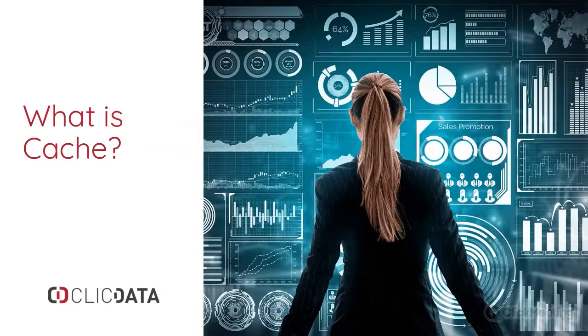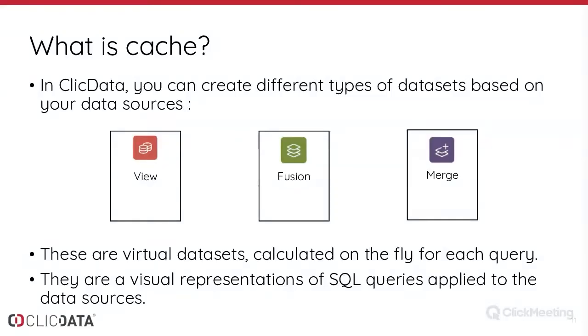What is cache? So basically in Click Data, you can load your data, which we call data sources. That's the raw data you're working with. But then you can create other types of data sets based on those sources. So you have views, you have fusions, and you have merges. In the views, you can do transformations like calculated columns, filters, aggregations, and that kind of added value to your sources. In the fusions, you can append different data sets together. And with the merges, you can join data sets together.